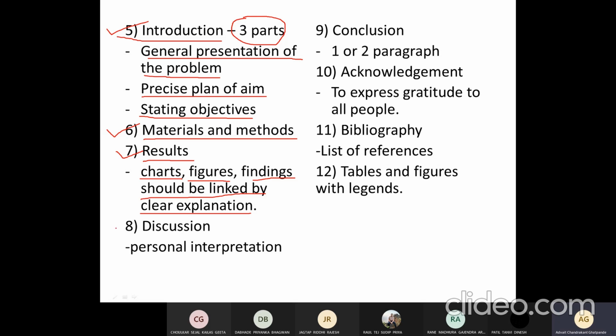Then the next part becomes the discussion. In the discussion, one should give a personal interpretation of whatever results they are getting.